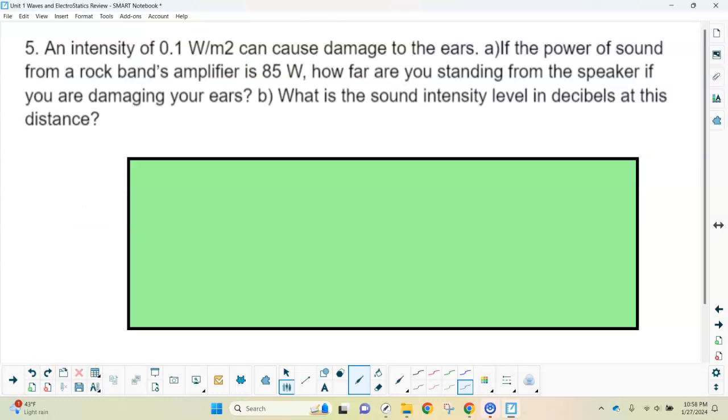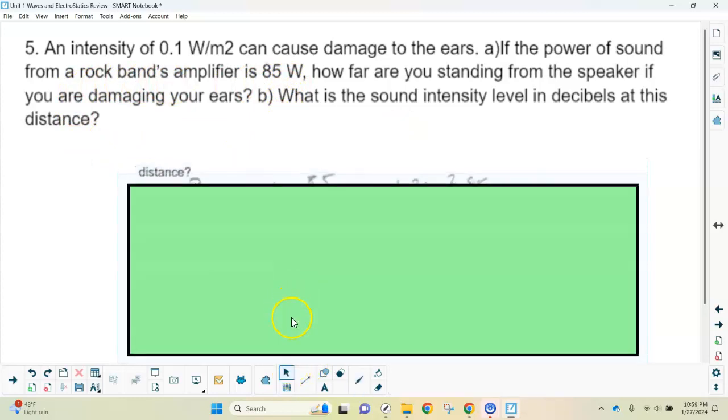Alright, the next problem I already have worked out, so that's good. So it says an intensity of 0.1 watts per meter, it should be squared. On the sheet it's squared, but on this one it's messed up. Can cause ear damage, and you're trying to say if the power of a sound from a rock band's amplifier is 85 watts, how far are you standing away from that speaker?